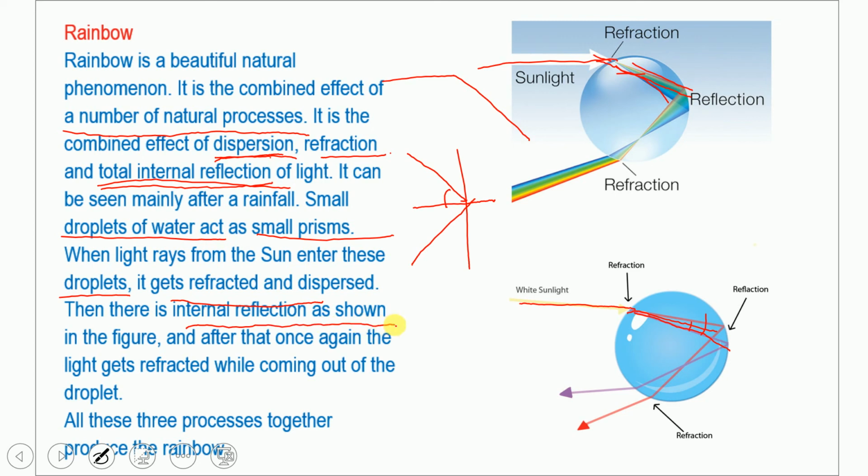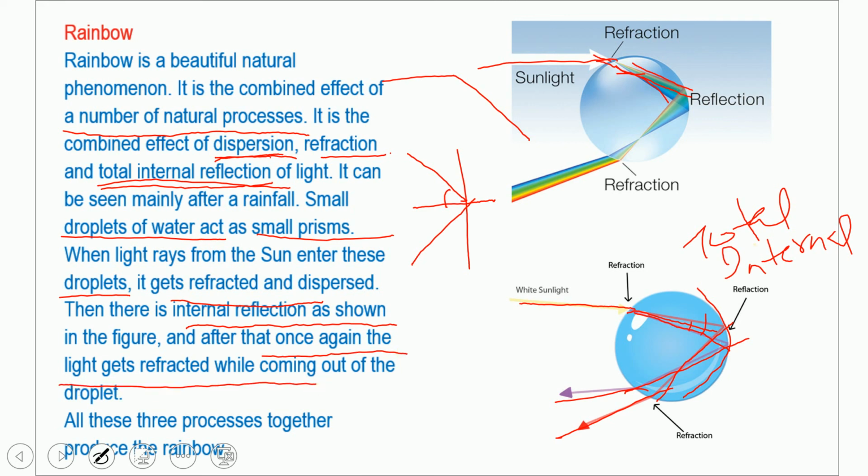Then there is an internal reflection. Actually, it must go to the other side. Correct? No, it will not go to the other side. The entire light will be reflected. That is called total internal reflection. Then it will come back to this side. And after that, once again the light gets refracted, coming out of the droplet.